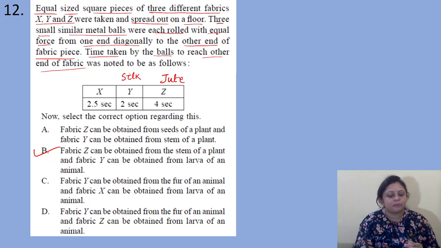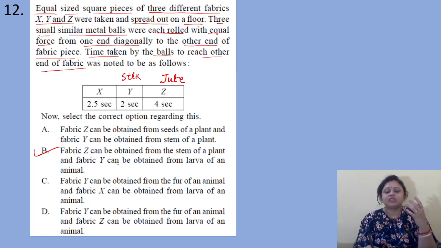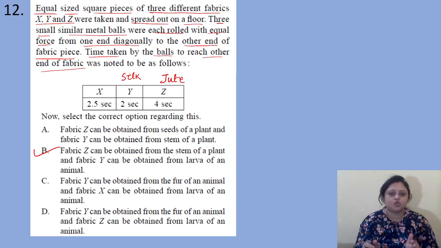Fabric Z can be obtained from the stem of a plant, as we get jute from the stem of the jute plant. And fabric Y can be obtained from the larva of an animal. Silk can be obtained from the larva of the silkworm.